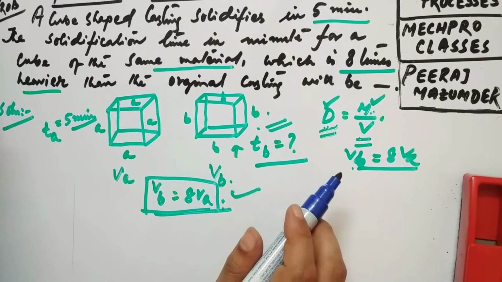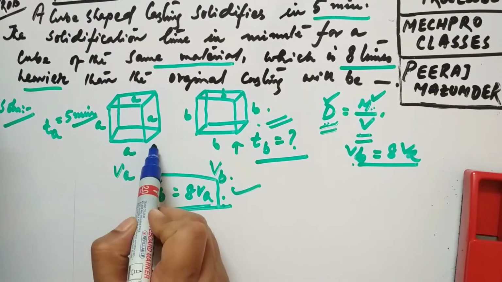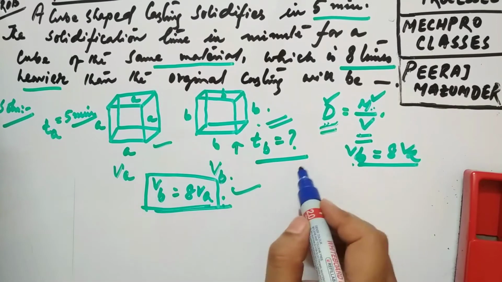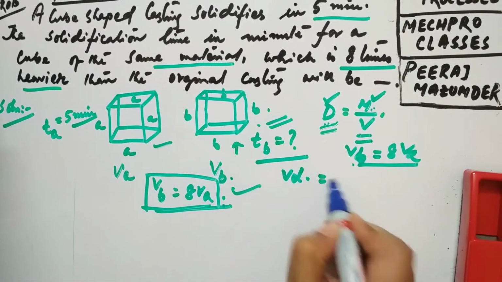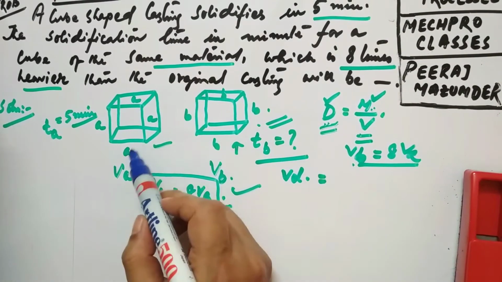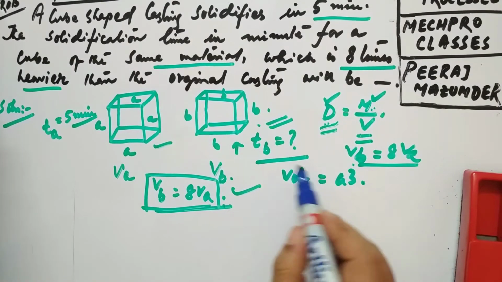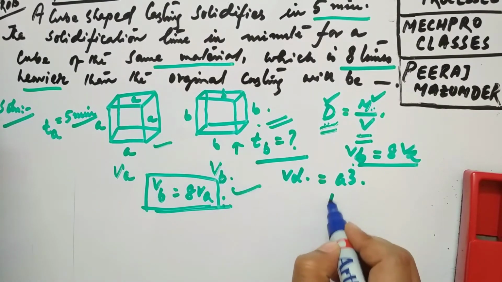Okay. Now look, for a cube, we have the formula for volume. What is the formula? Length into breadth into height. So simply you can write A cube, and for this one you can write B cube.